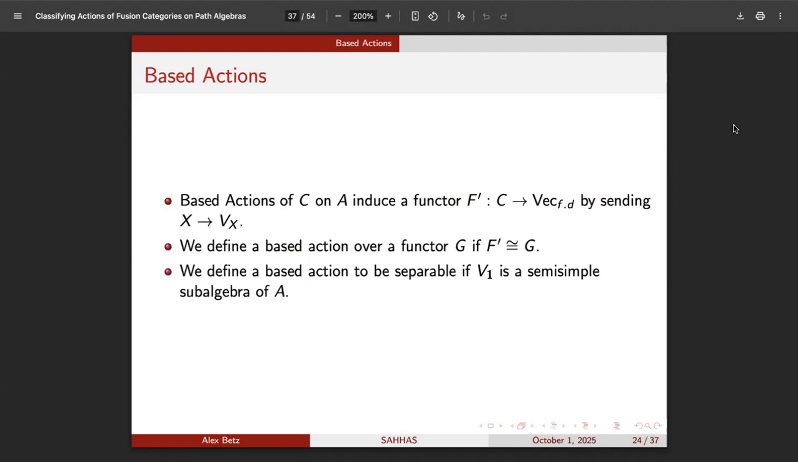Okay, so if we have a based action, you have this induced functor F prime that basically sends x to that subspace Vx.